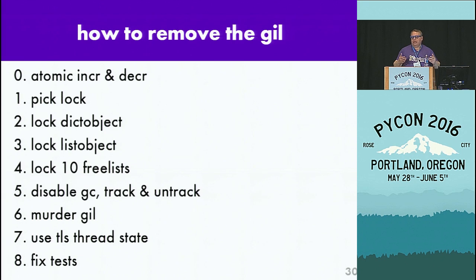Obviously, all the multi-threaded tests aren't going to work. Most of the single-threaded tests actually still work. There are a couple of tests that assert the size of dict object and list object, and we just changed those by adding the lock to it. So you just need to fix those so that the size is correct, and then those tests will start running.